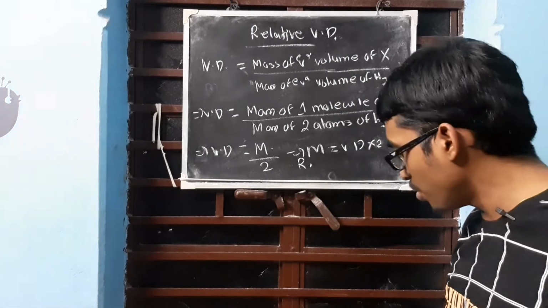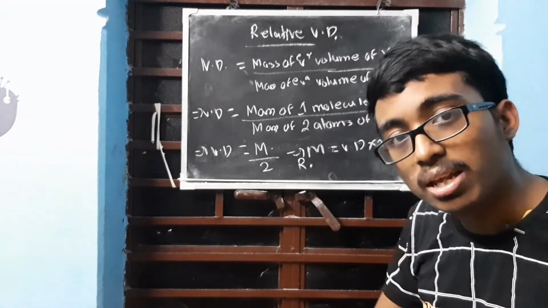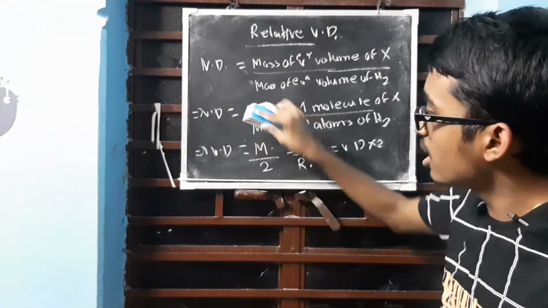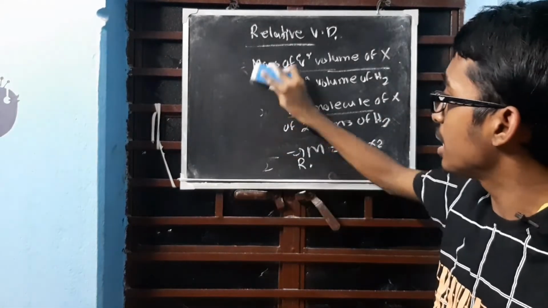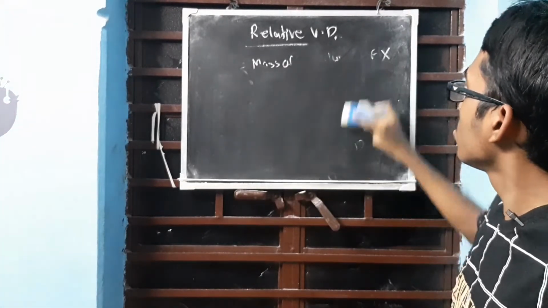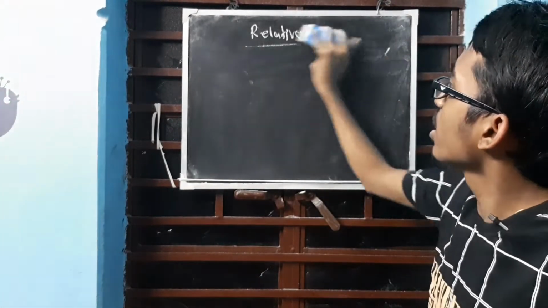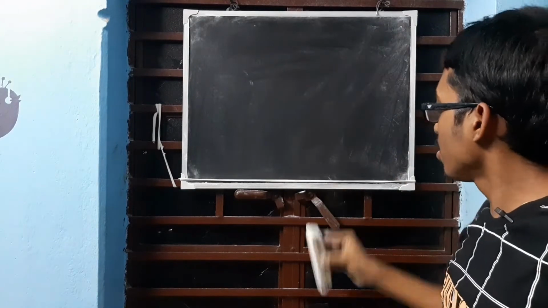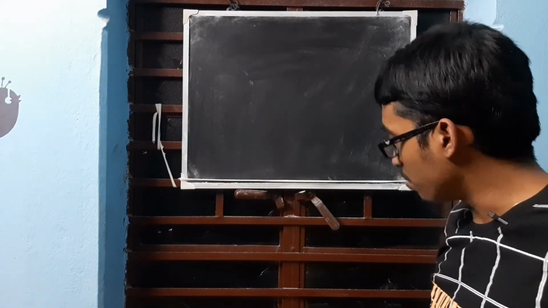Okay. So this is the only part you are having from part B. Rest parts are not there. This derivation is also not there. Just you have to know that relative molecular mass is equal to twice into vapor density. Okay. Now moving on to the third part. That is empirical formula.